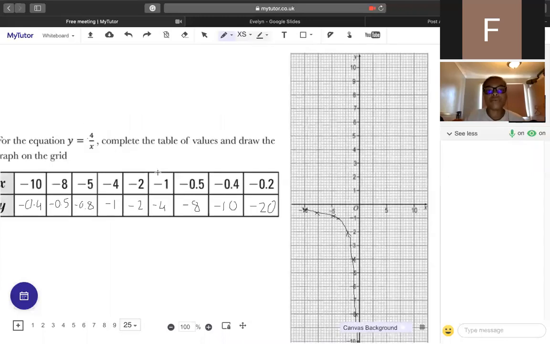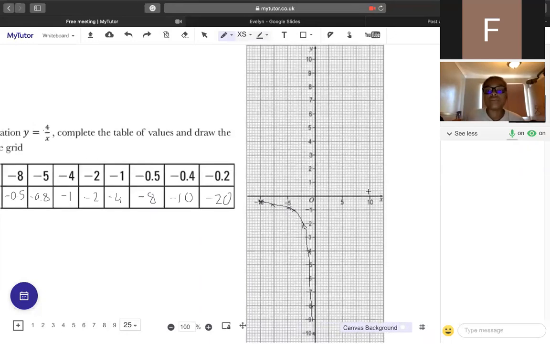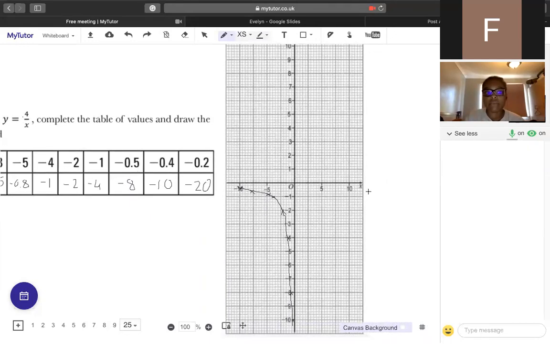As I said before, it will look very similar to the equation that we did previously, but because this is all negative numbers, it will be on the bottom left part of your grid, not the top right, if that makes sense. And that's because it is your negative values of x that we're working with this time and not positive values of x. So this could be a potential question that comes up in an exam as well.